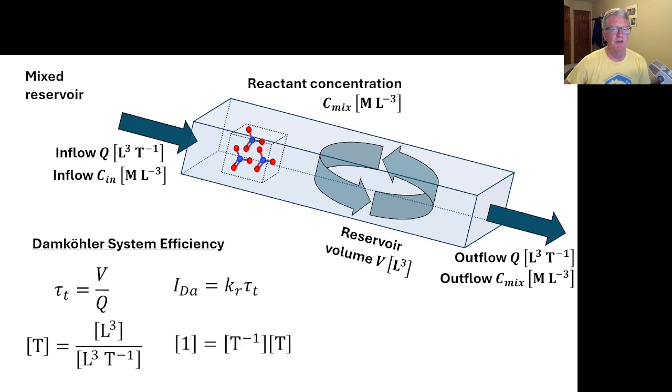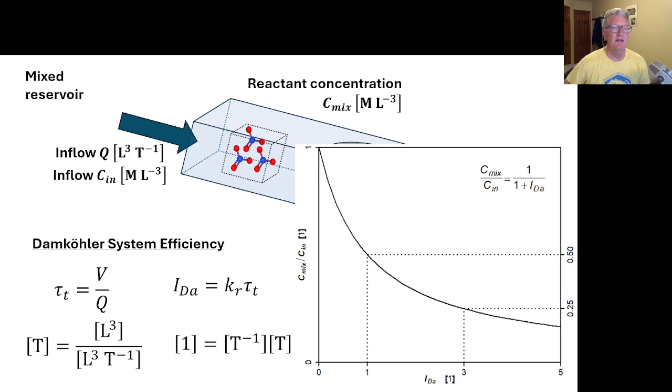A Damköhler number for this mixed reservoir might be defined as the dimensionless product of the rate constant and the average residence time. The Damköhler number is a metric of whole system efficiency because it allows us to think about the influence of a reaction relative to the amount of time the solution is subject to that reaction within a system of interest.